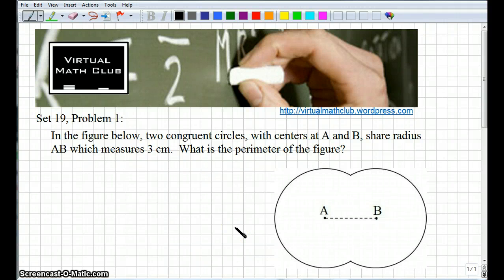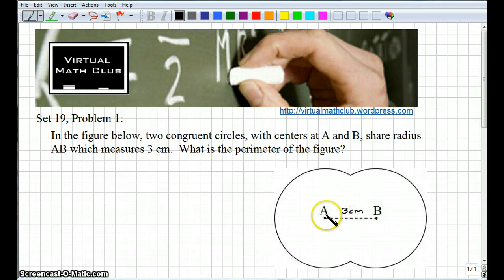Alright, in problem number 1 we have these two overlapping circles, and we're told that they're congruent circles and that their centers are at A and B, and they share a radius AB which measures 3 centimeters. So we know that this length from A to B is 3 centimeters, and we're asked to find the perimeter of the figure. So let's take a look at what we got here.